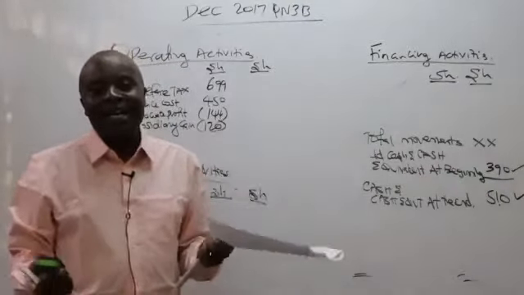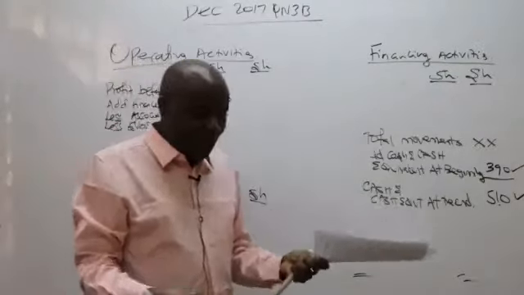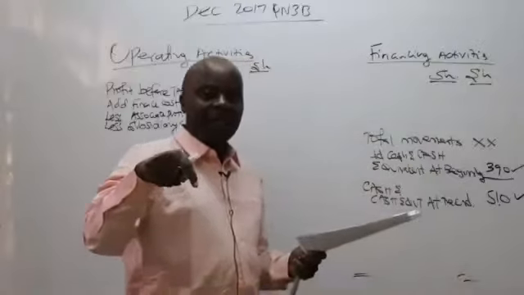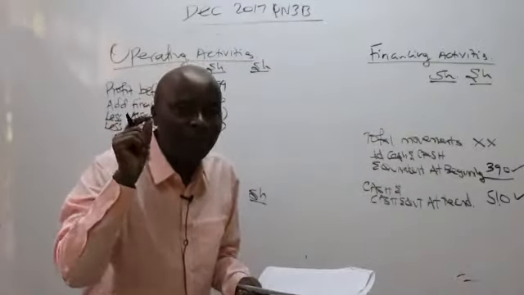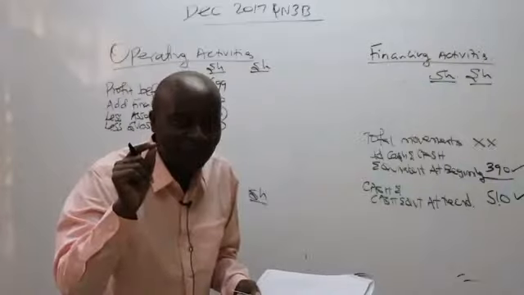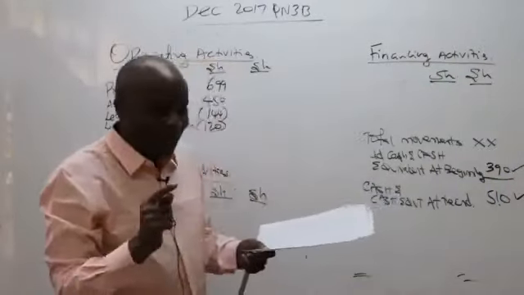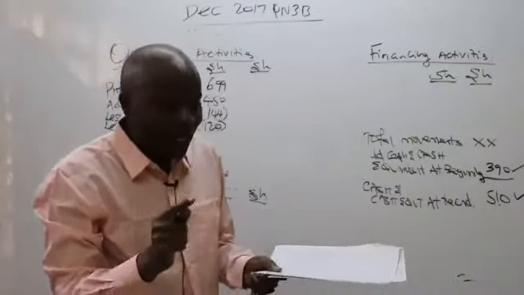Depreciation is a non-cash item. And they used it in computation of what here? The profit. So then what should we do with this depreciation? It's non-cash. I'm still going up. Should I subtract, or should I add back?